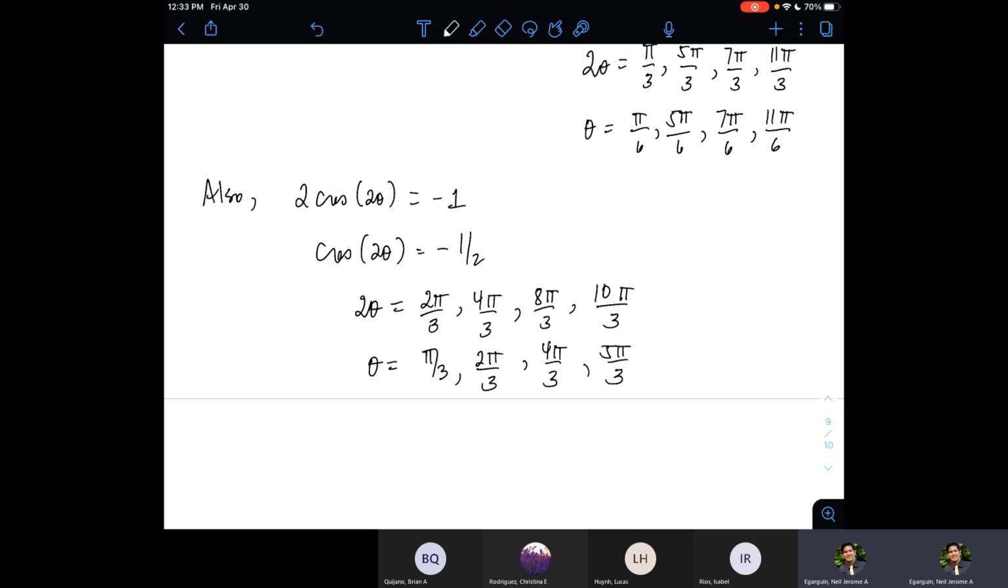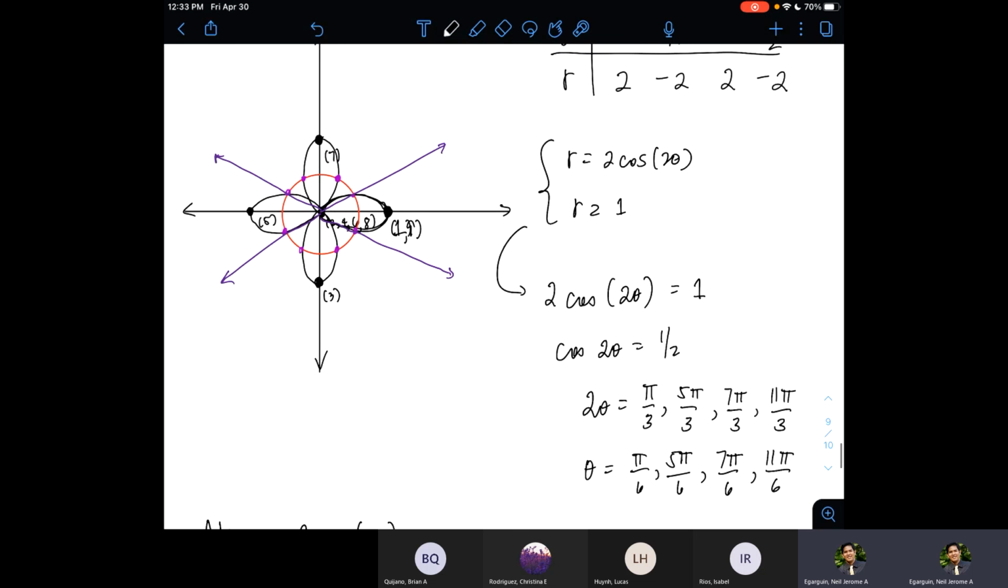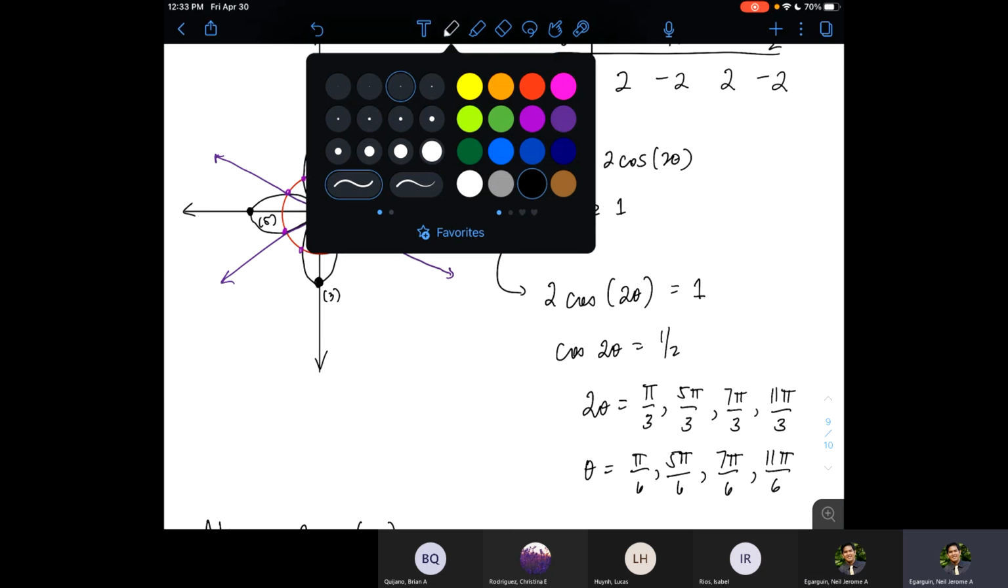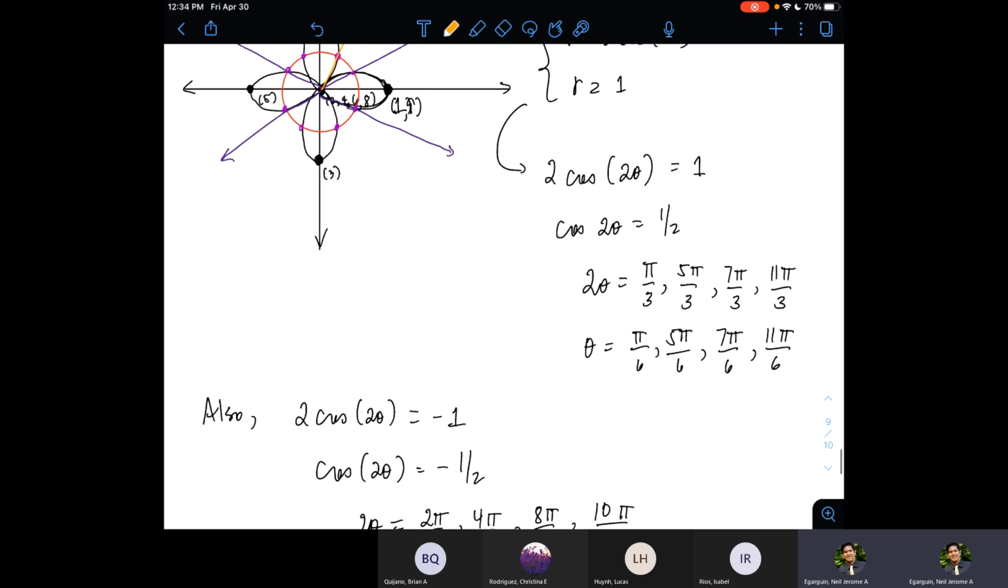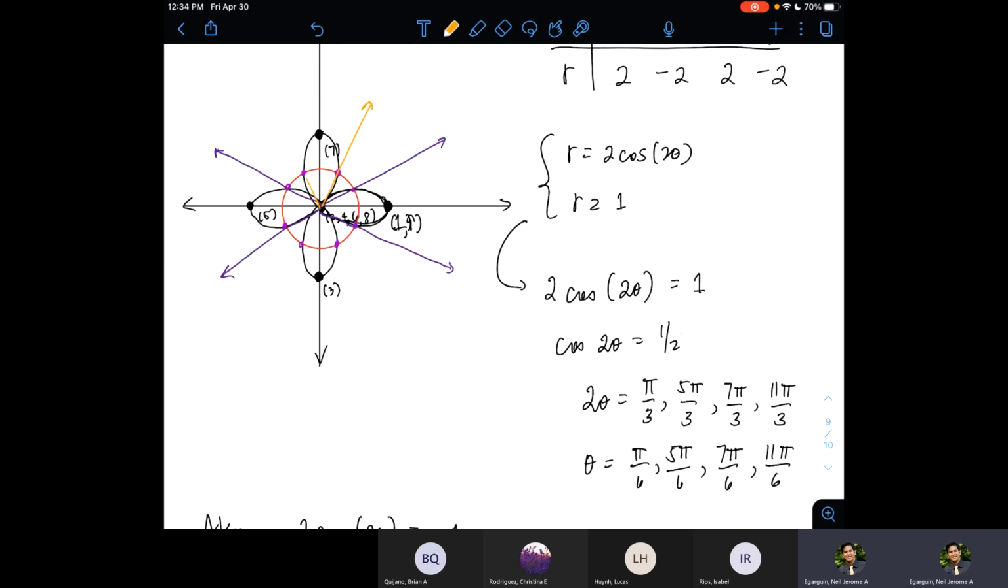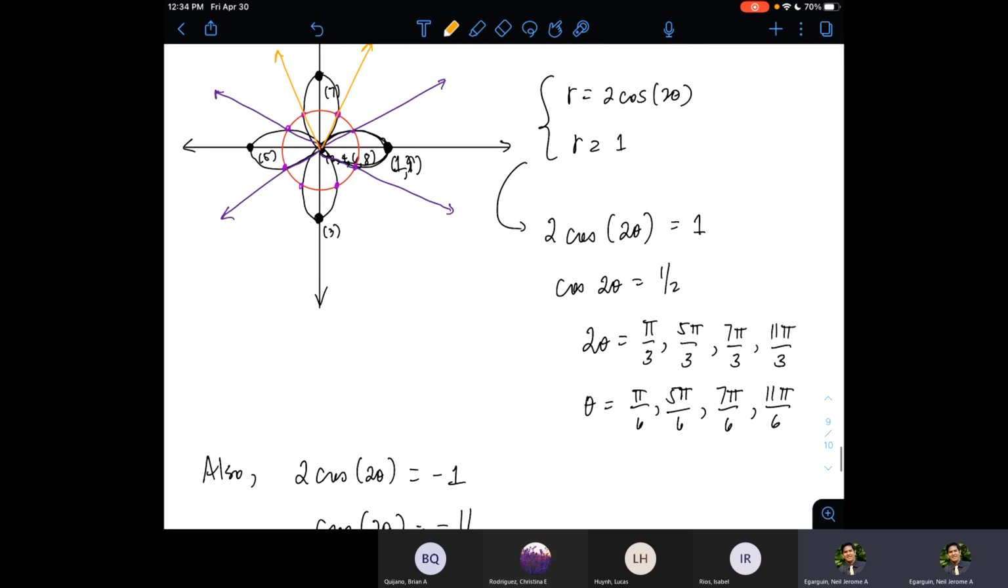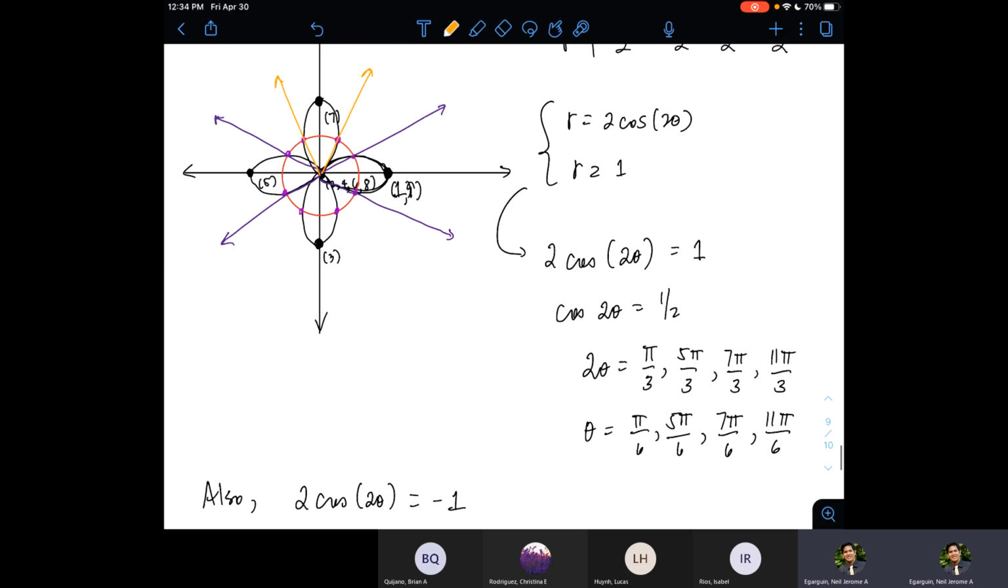So where are these angles? Theta equals pi over 3 is somewhere here. Let's use a different color. There. Finally, we got the 5th point of intersection. Other one is 2 pi over 3. That would be somewhere here. And then the next one would be 4 pi over 3, which is somewhere here. And the last point will be there. So that's how we got the 4 points of intersection. All right. Is that clear, guys?